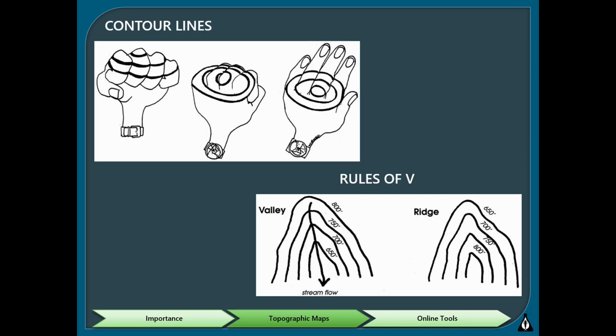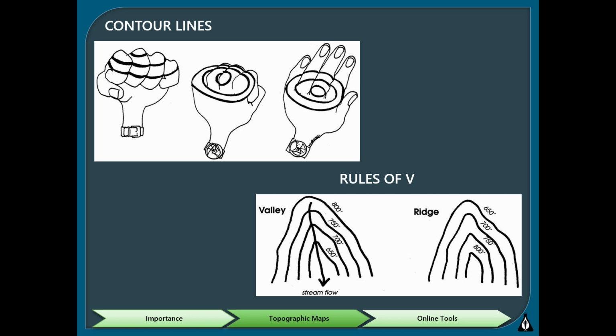Contour lines can be demonstrated using a hand and a fist. If you take your hand and ball it up into a fist and then draw parallel elevation lines from the top of your knuckle all the way down, that's showing the 3D picture of what you're seeing on a contour map. So if you were to lay your hand out straight and still see those lines, that's what you're seeing on a contour map.